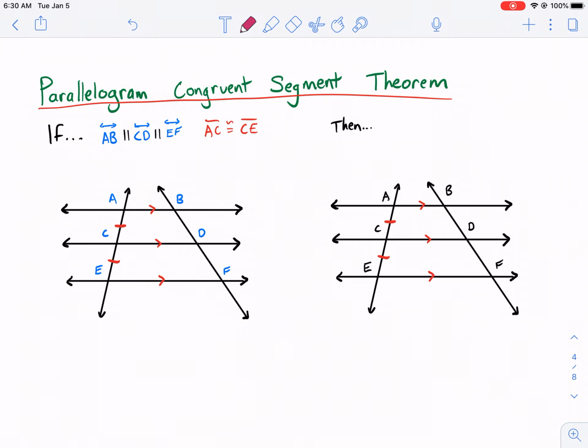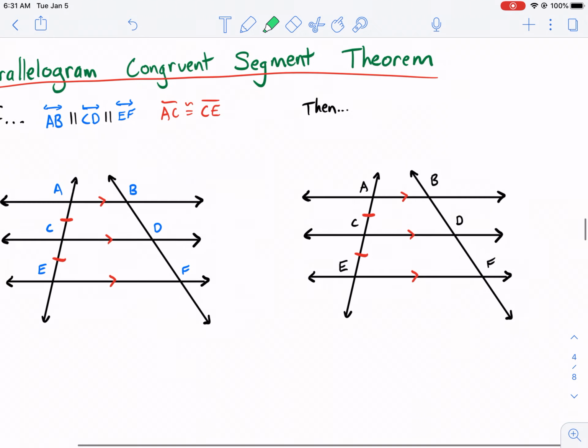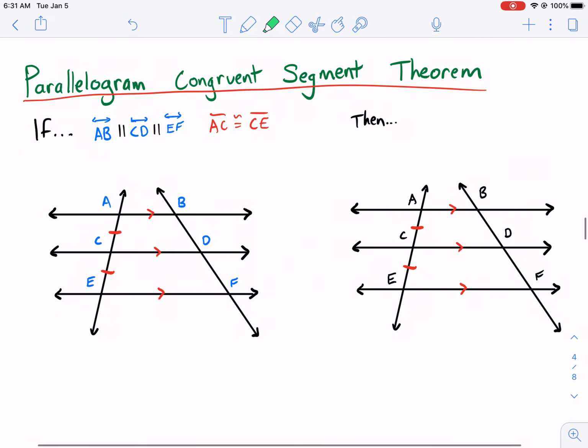Parallelogram congruent segment theorem. If AB is parallel to CD, is parallel to EF, so we have three sets of parallel lines here, not just two. And this is just an extension of parallelograms, parallel sides, etc. Then we can say what? Well, the other thing that we were given is that AC is congruent to CE. So those two little bits are congruent.